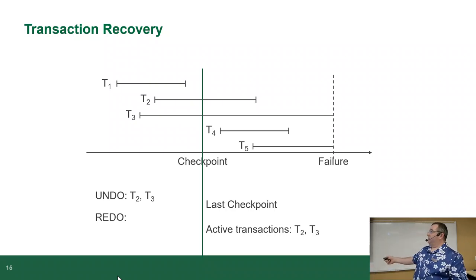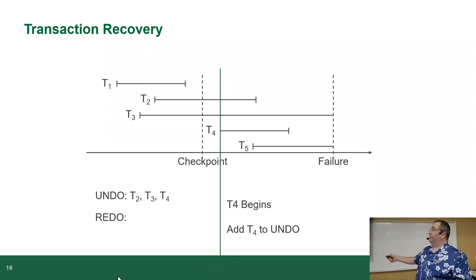So time continues, right? So this green line is going to keep moving. Transaction four begins. So right now we have two, three, and four all currently running. So T4, transaction four, gets added to the undo pile. So in the log, two, three, and four have never finished yet. They're currently in a state of undo because they haven't been committed. We don't know if they're going to complete properly. It's undo.